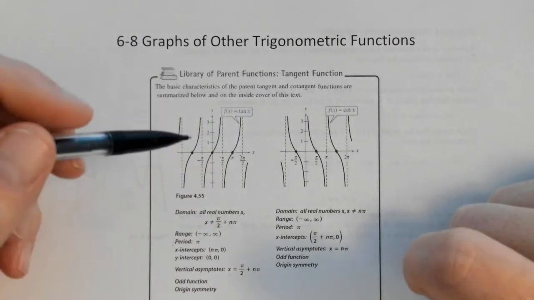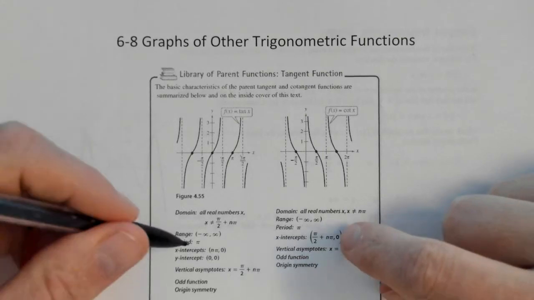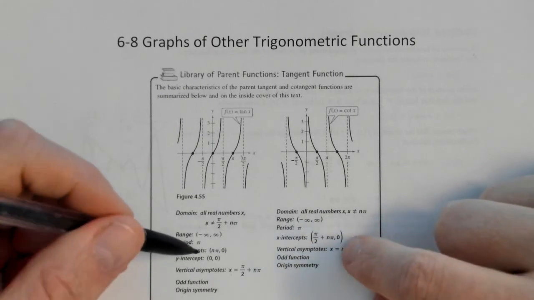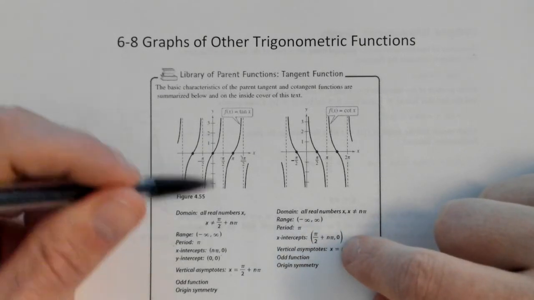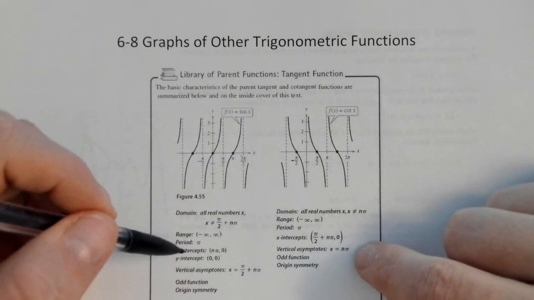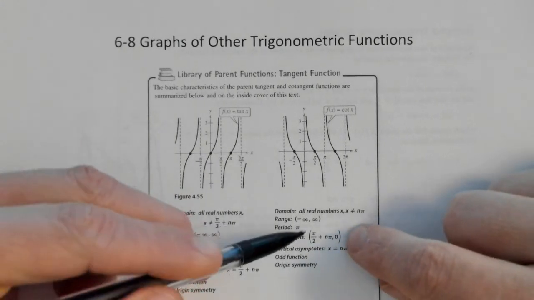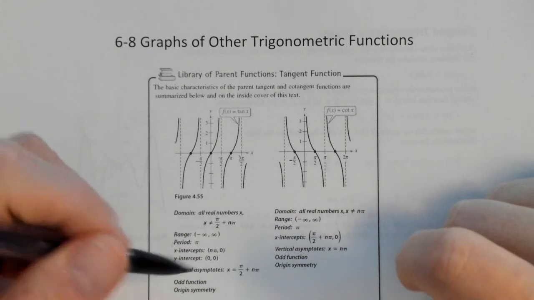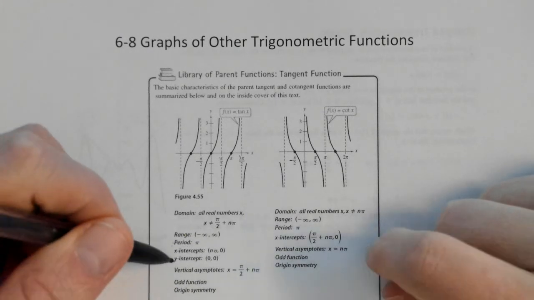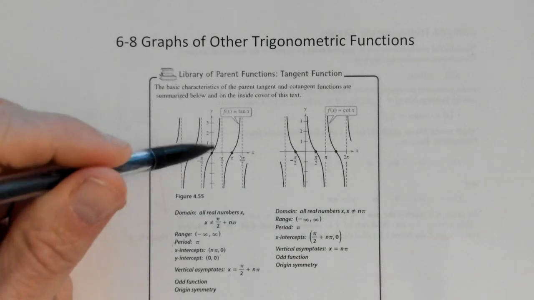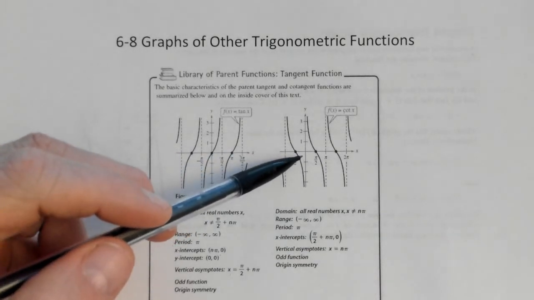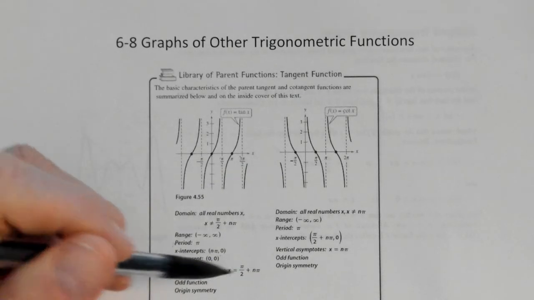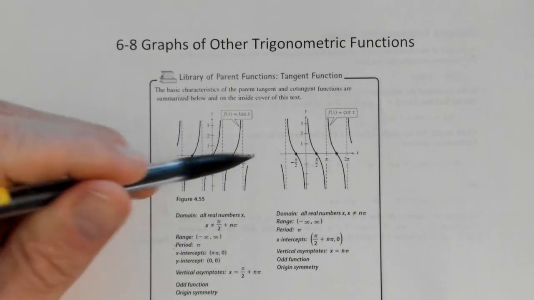What else we've got? Range, all real numbers for both of them. X-intercepts are expressed as multiples of pi, comma 0, because that's where we cross the x-axis. X-intercepts on cotangent, you just have to add a pi over 2 to that. Y-intercept for tangent is at 0, 0, and non-existent for cotangent. And as far as symmetries are concerned, they're both odd functions because they've got origin symmetry.